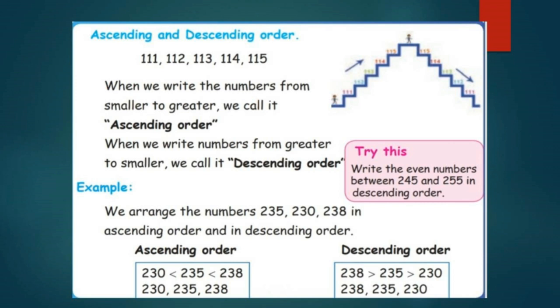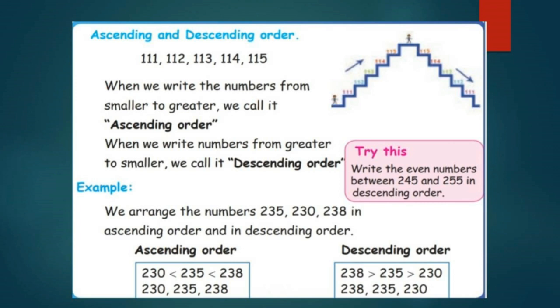Let us see first ascending order. The numbers given here are 235, 213, 238. First we must arrange these in ascending order. Ascending order means from smaller number to greater number. Which is the smallest number here? It is 213. The next small number, 235. The last number, 238. Very good.